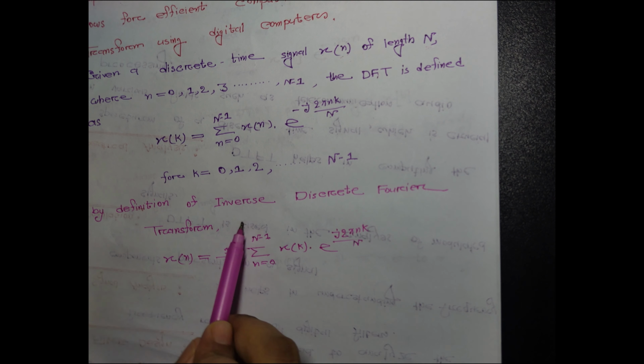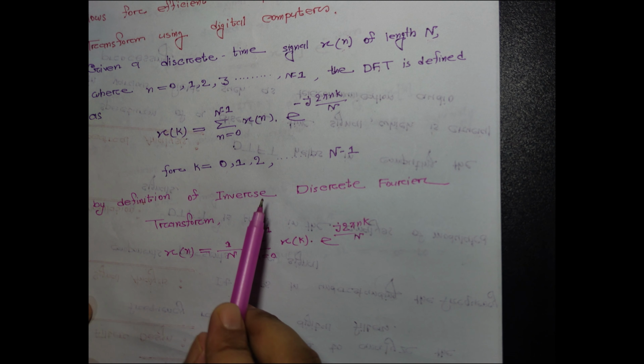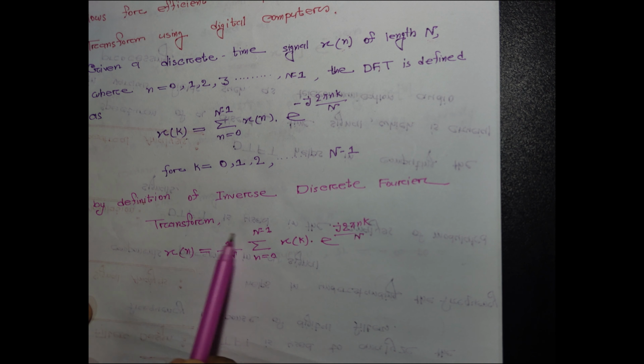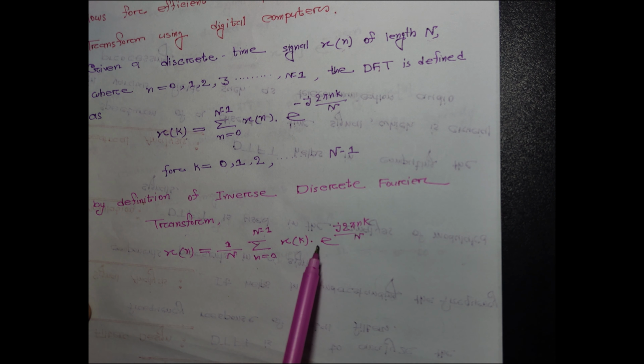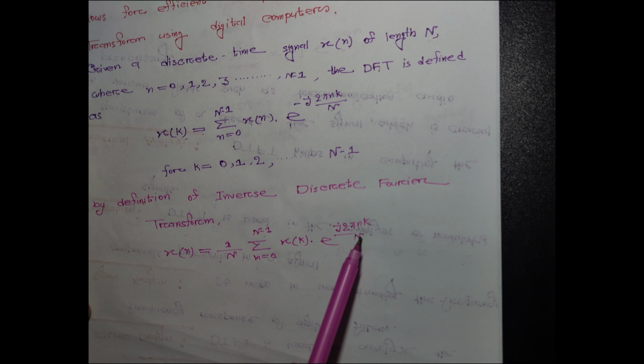By definition of the inverse discrete Fourier transform, x[n] equals 1 by N times the summation from k equals 0 to N minus 1 of X[k] times e to the power j 2 pi n k divided by capital N.